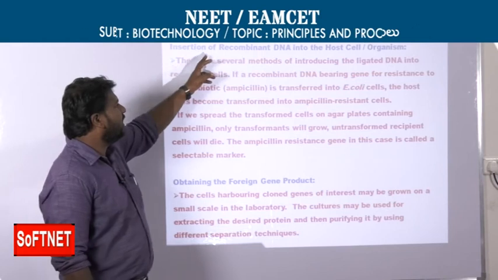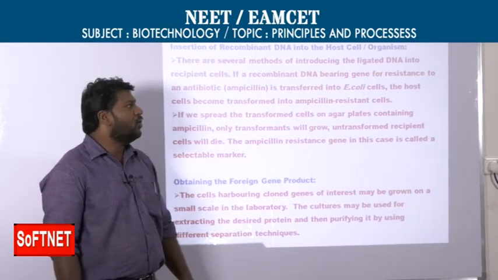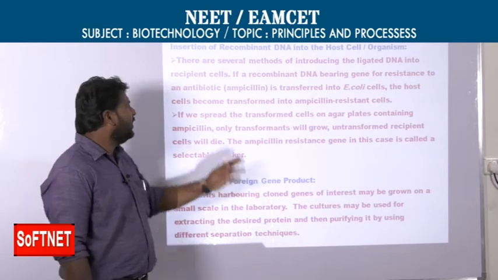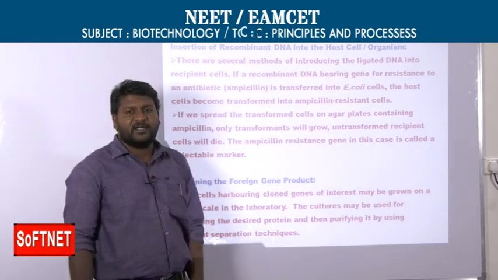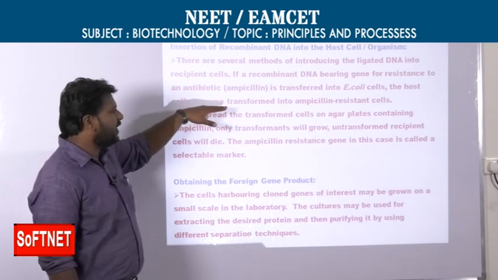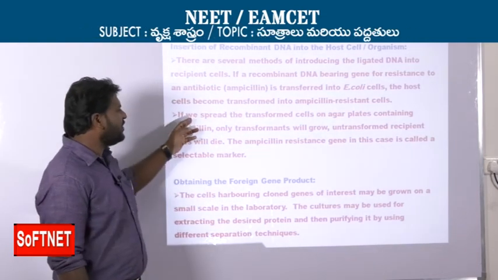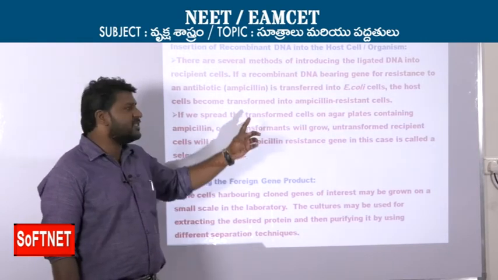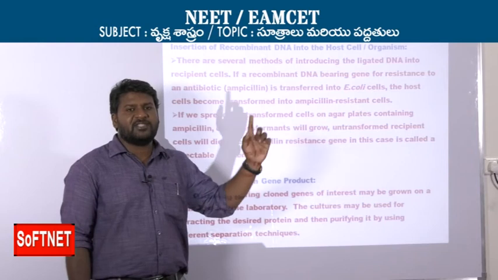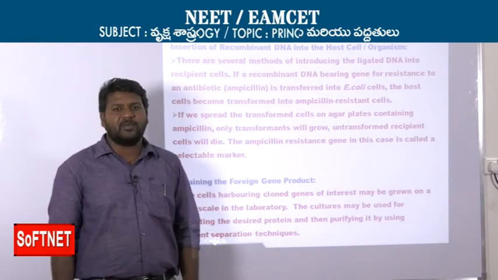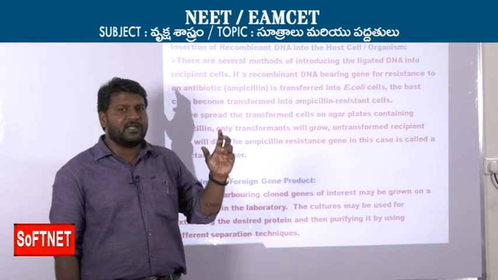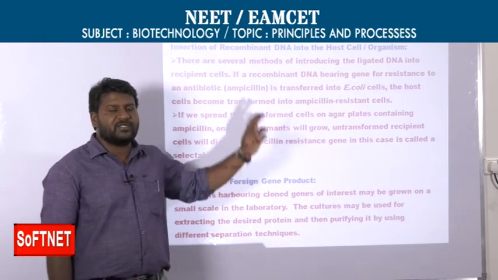Next, we will see how this recombinant DNA can be introduced into the host cell or organism. There are several methods of introducing our ligated DNA into the recipient cells. If the recombinant DNA has antibiotic resistance towards ampicillin, then the cells are transformed into ampicillin resistant cells. If we spread the transformed cells on agar plates containing ampicillin, only the transformed cells, which are resistant towards ampicillin, will live, and the untransformed cells, which are not resistant towards the ampicillin antibiotic, will die. Thus, we can isolate the transformed cells which have rDNA.